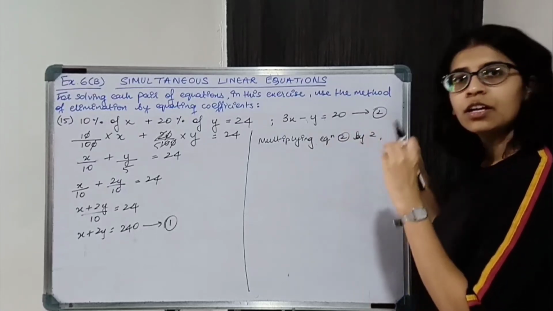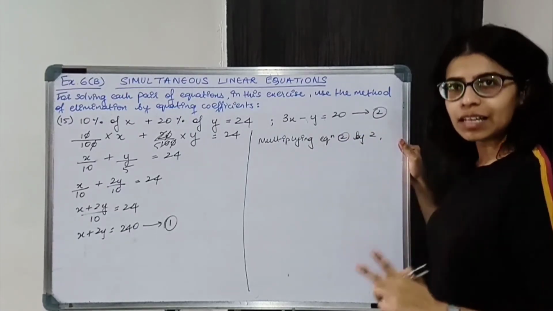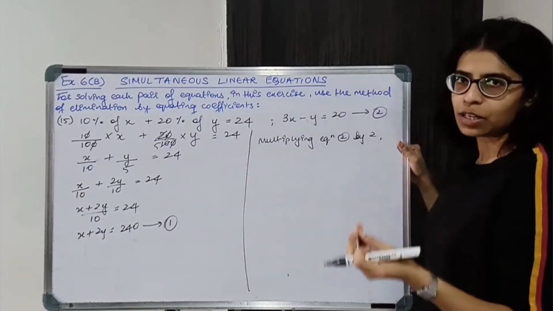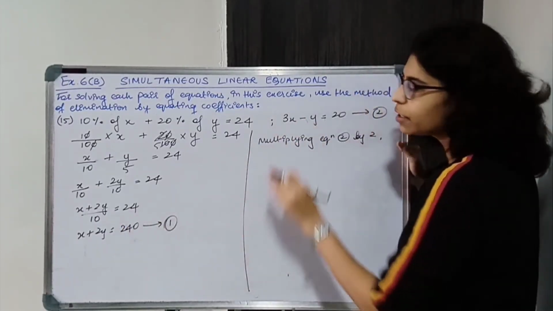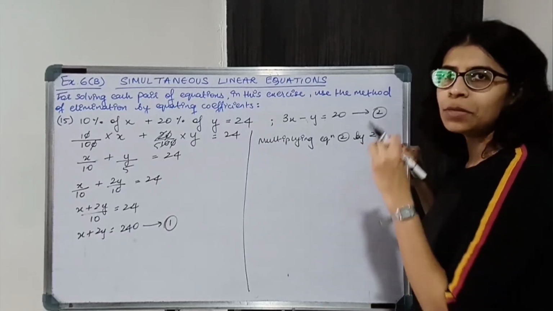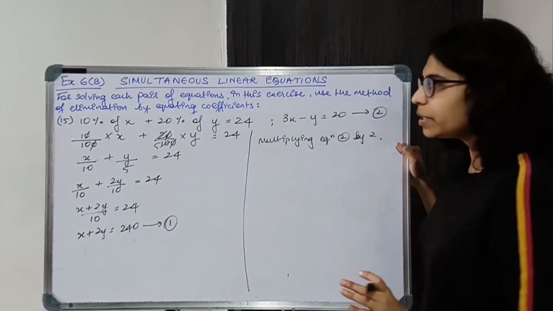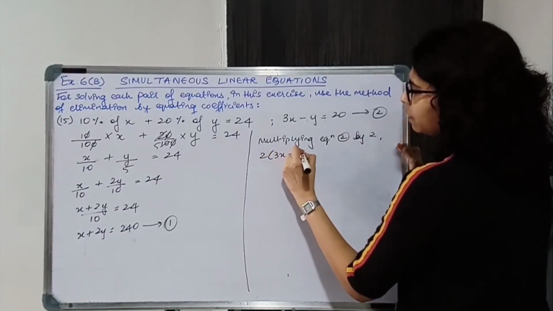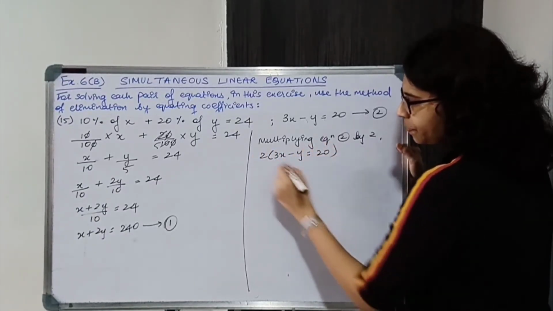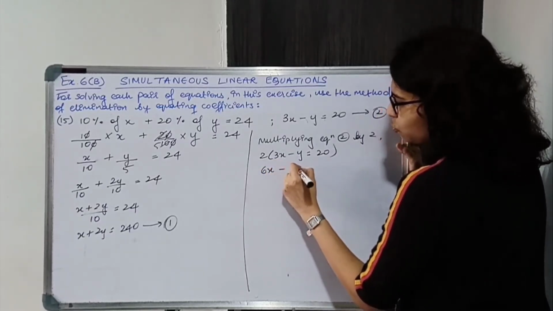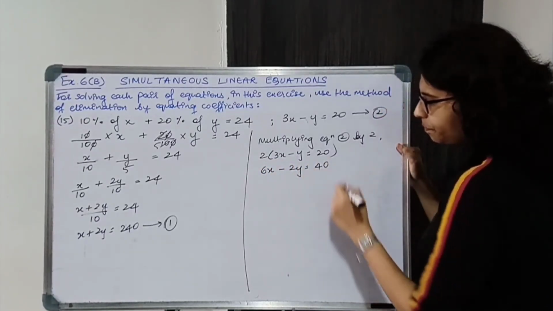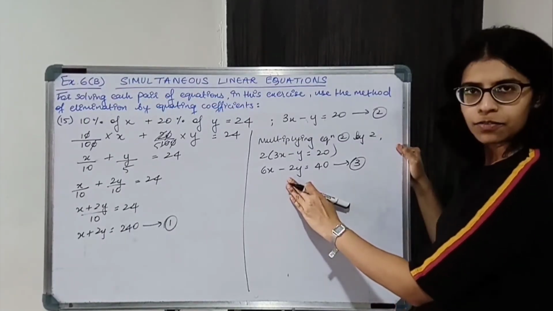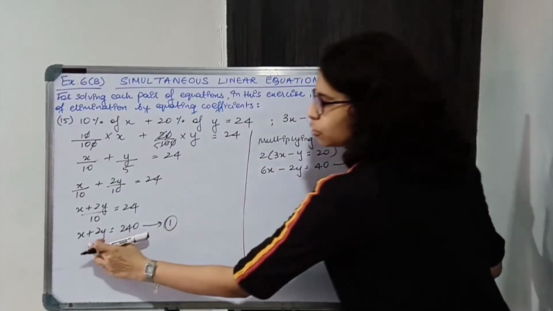So first step is make sure the equation is in the required form, variables in LHS, number in RHS, no fractions, no decimals. Second step, you will check the coefficient. If they are not equal, make them equal. Either make the coefficient of y equal or of x equal. I am making the coefficient of y equal. So I'll multiply this by 2. So 2 into 3x minus y is equal to 20. This will give 6x minus 2y is equal to 40. Now I have coefficient 2, here also 2.